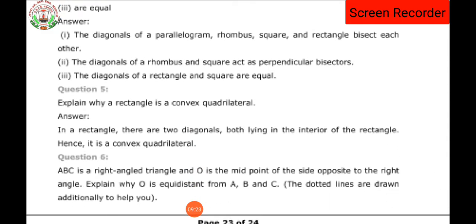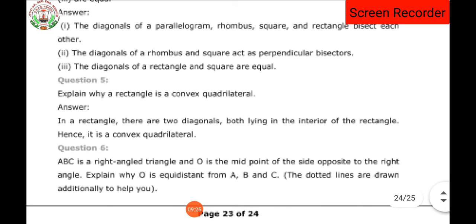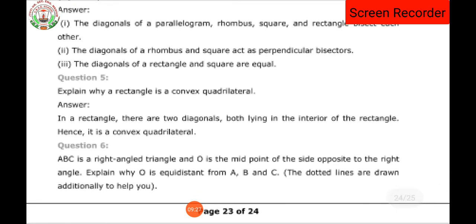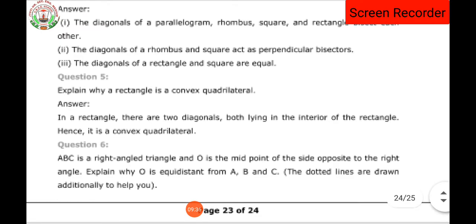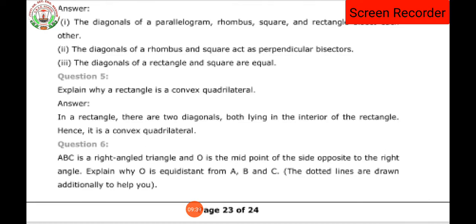Explain why a rectangle is a convex quadrilateral. Do you remember, at the beginning of this chapter I had given you the definition of concave and convex? So what do you mean by convex? Do you remember the definition, students? So why is it called a convex quadrilateral? Not just any one angle, all the angles are less than 180 degrees. That's why it is called a convex quadrilateral.